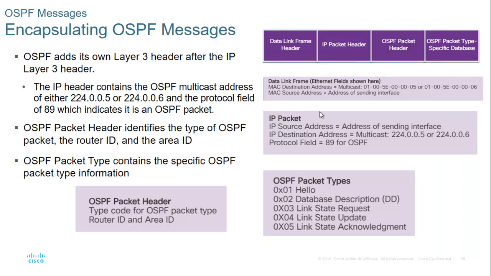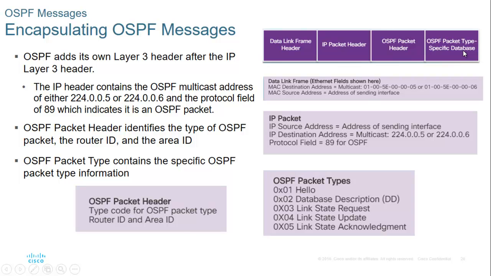OSPF adds its own layer 3 header after the IP layer 3 header. So you see here, this is the data link frame header, this is the IP packet header, and then the OSPF packet header, and then the OSPF packet type and specific data.